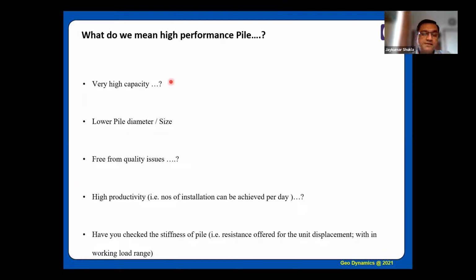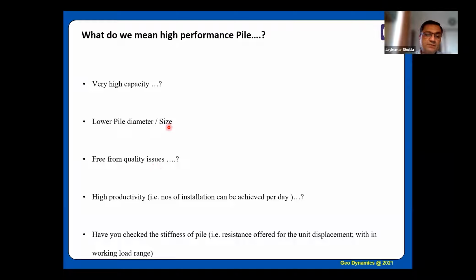But in most cases, the pile has two components: shaft resistance and end bearing, and then we sum them up to find the capacity. But does it mean that for a lower diameter pile, if I get the capacity, my pile is high performance? I don't think so. That also needs to be evaluated. The most important part is the quality issues.